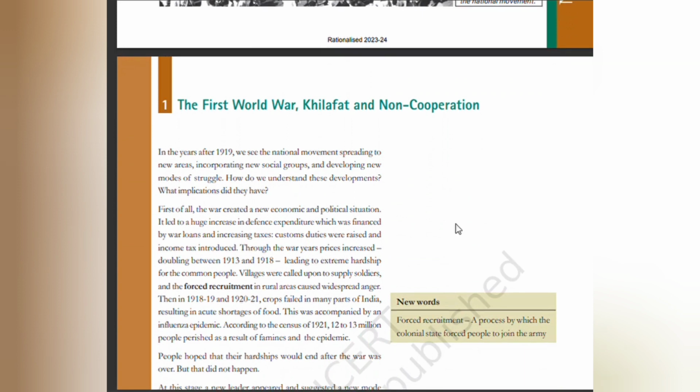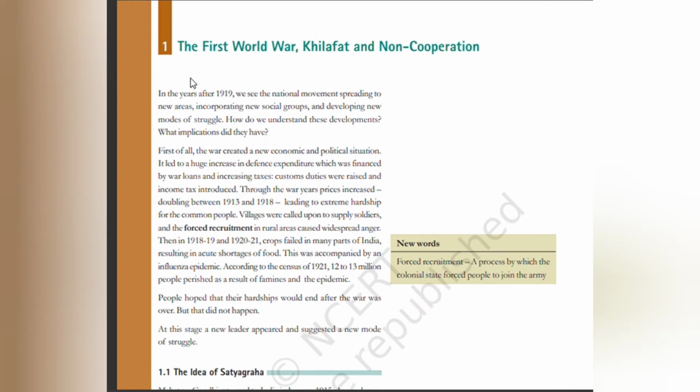The First World War, Khilafat, and Non-Cooperation. In the years after 1919, we see the national movement spreading to new areas, incorporating new social groups, and developing new modes of struggle. How do we understand these developments? What implications did they have? First of all, the war created a new economic and political situation. It led to a huge increase in defense expenditure, which was financed by war loans and increasing taxes. Custom duties were raised and income tax introduced.